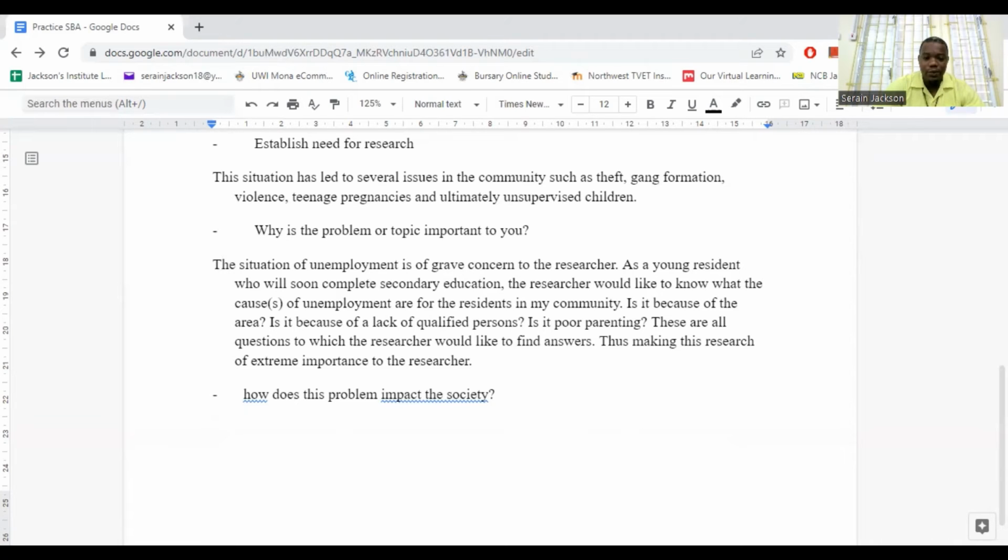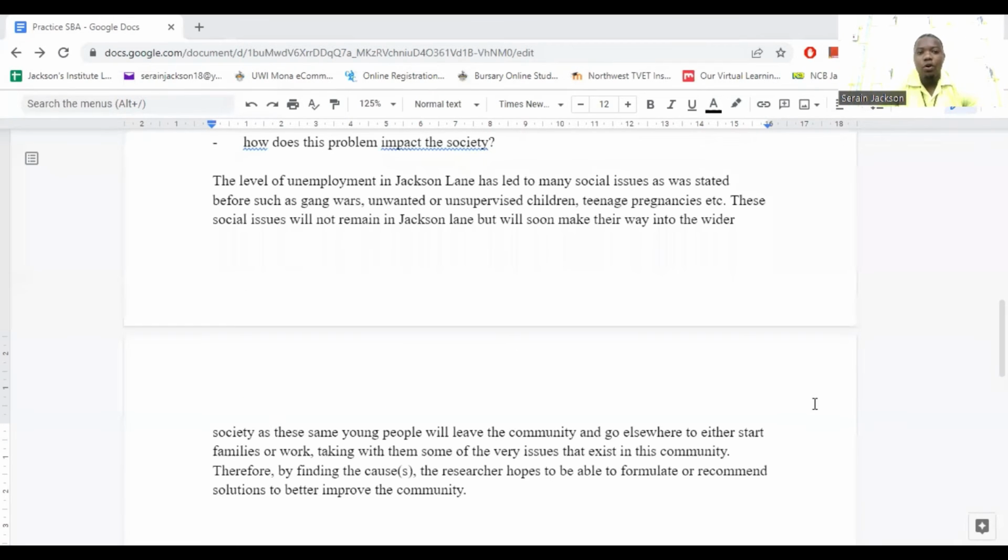So let's see what we can come up with. All right, so how does this problem impact the society? So this is what I came up with. And I'm trying to write like a high school student, right? I'm really trying not to write too high flown. So it says the level of unemployment in Jackson Lane has led to many social issues, as was stated before, right? Such as gang wars, unwanted or unsupervised children, teenage pregnancies, etc.